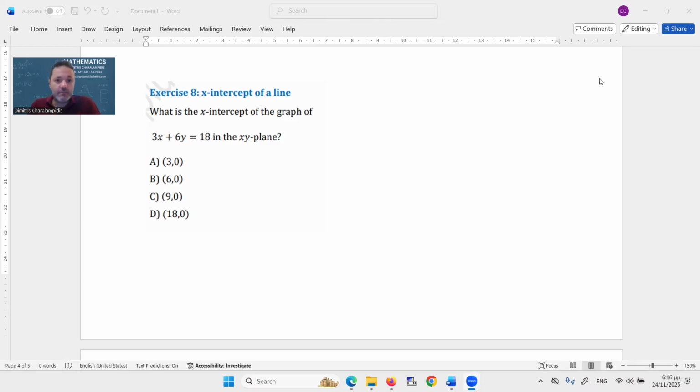Exercise 8. X-intercept of a line. What is the x-intercept of the graph of 3x plus 6y equals 18 in the xy plane?